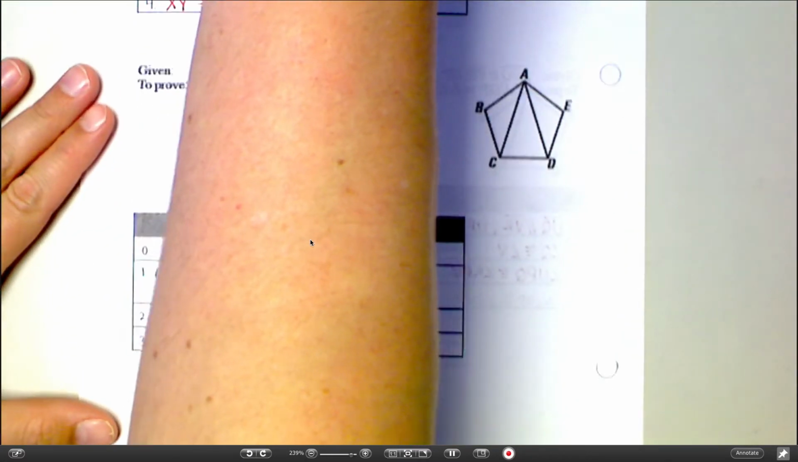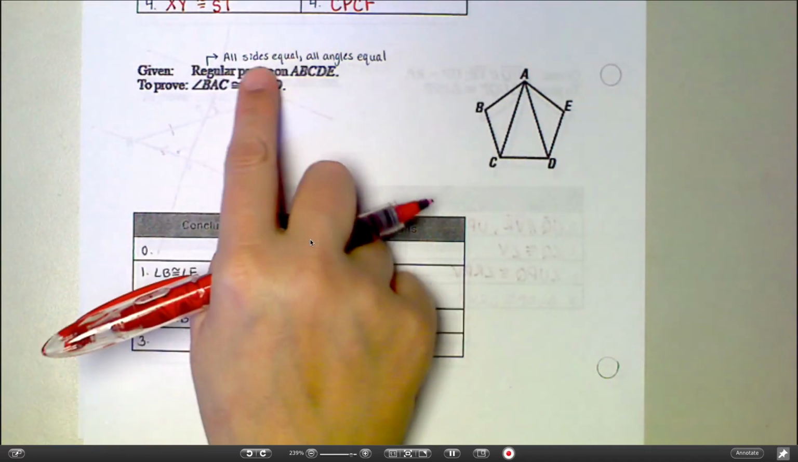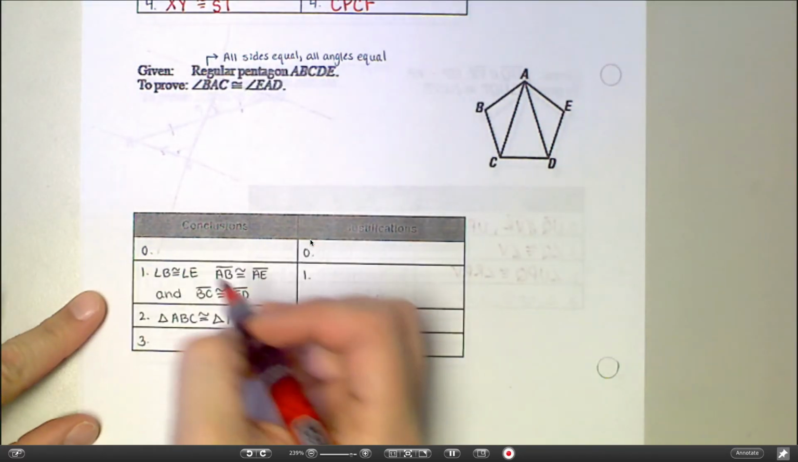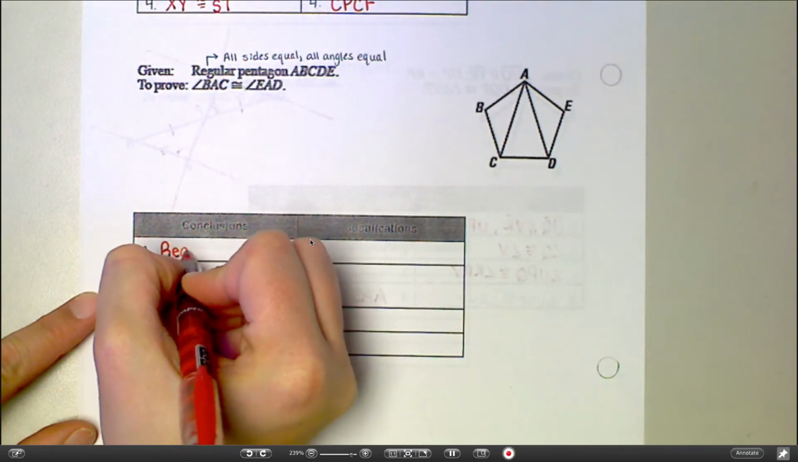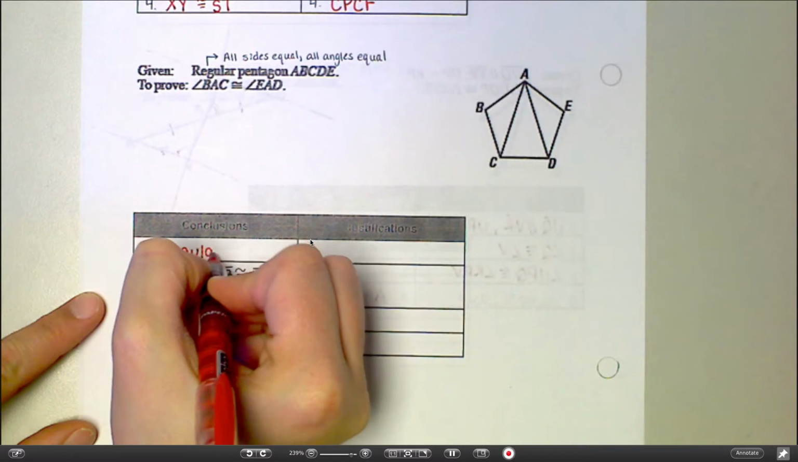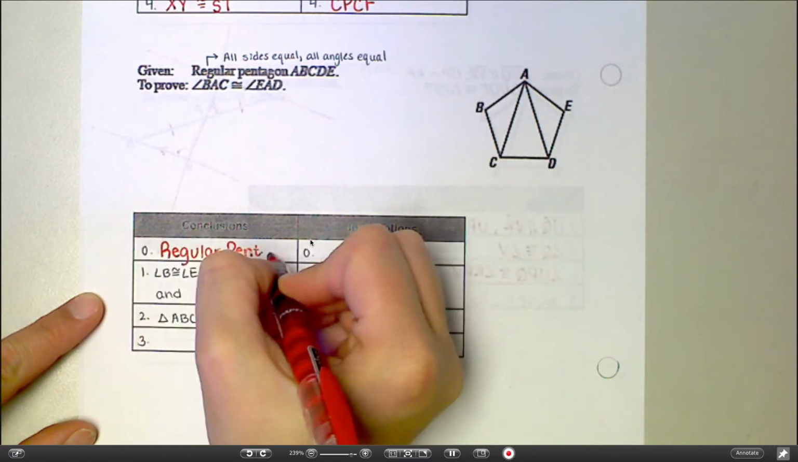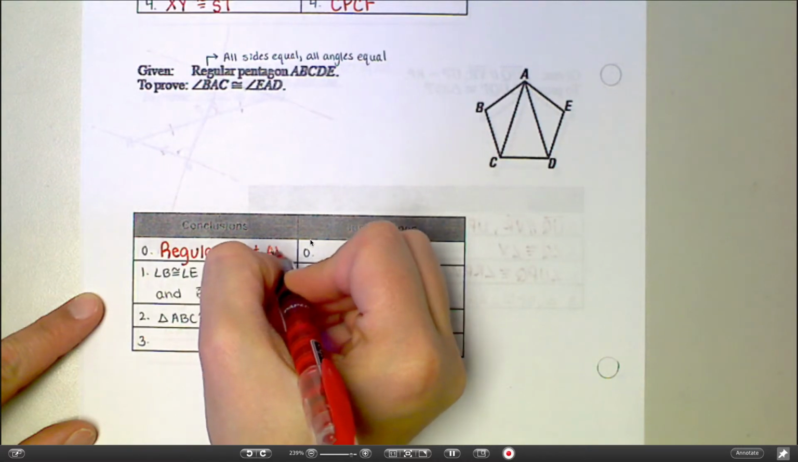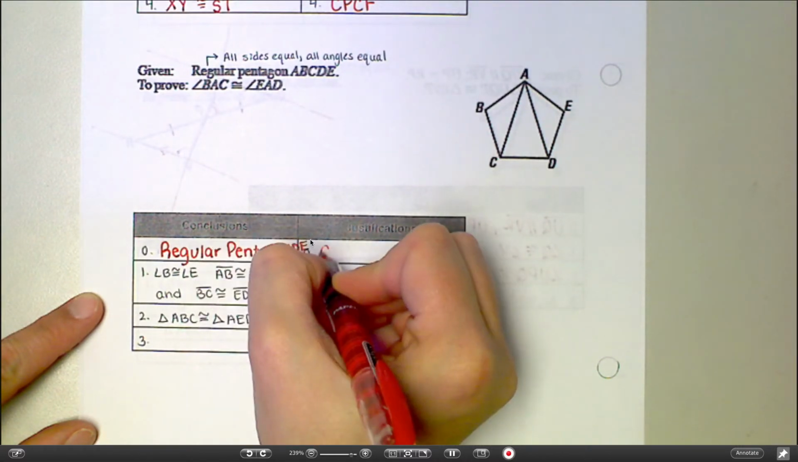And this one was the one that may have been a little iffy just because we didn't talk about regular, even though I told you right here what regular meant. But what am I given? I'm given regular pentagon A, B, C, D, E. Should have abbreviated that more. Given.